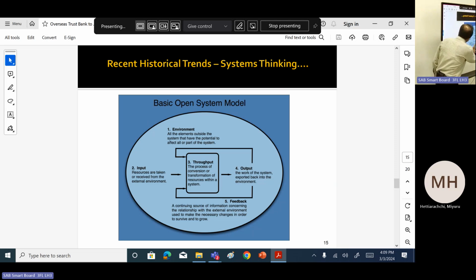Then to complete the system model, feedback is also a must. By getting information, feedback ensures that the organization has a good relationship and adjusts to the changes in the external environment to ensure its survival and growth. Survival and growth.